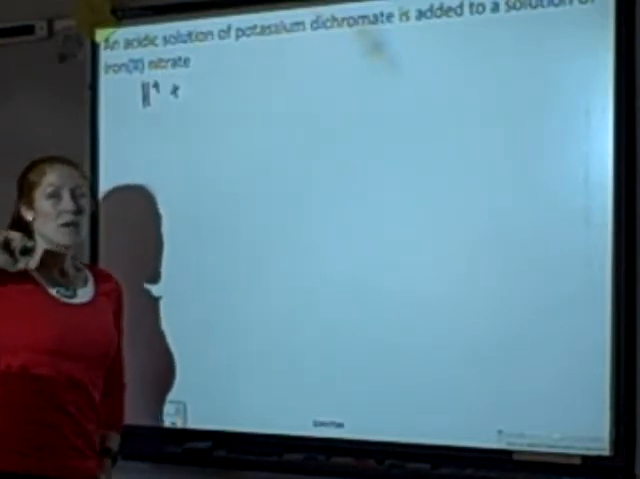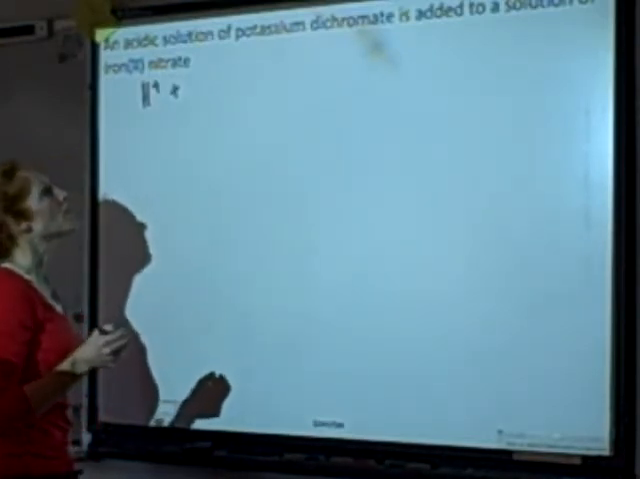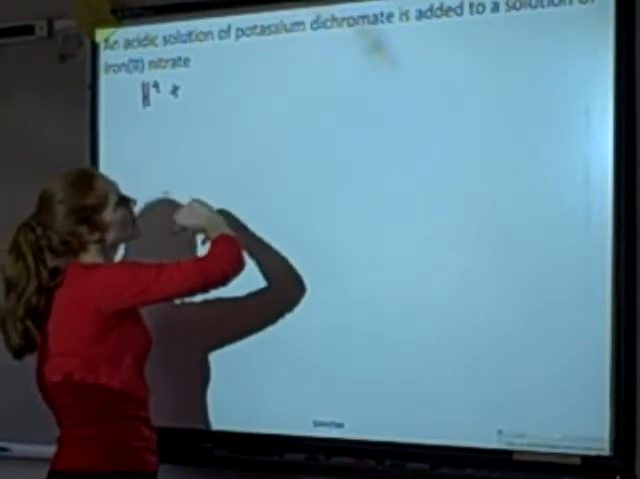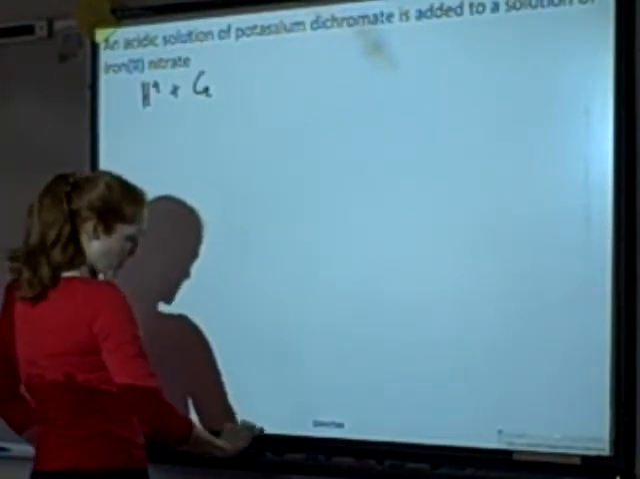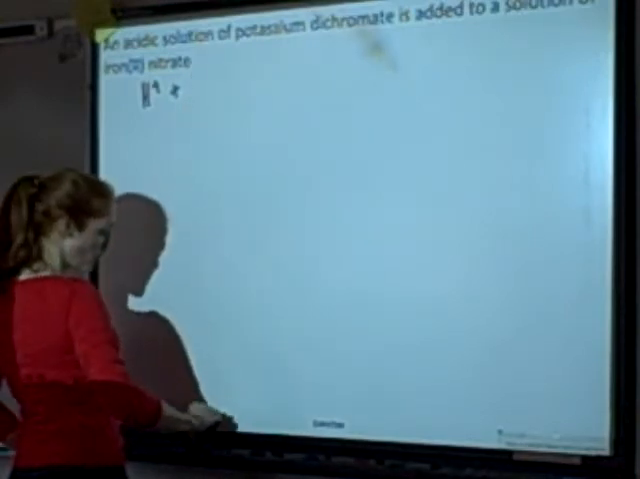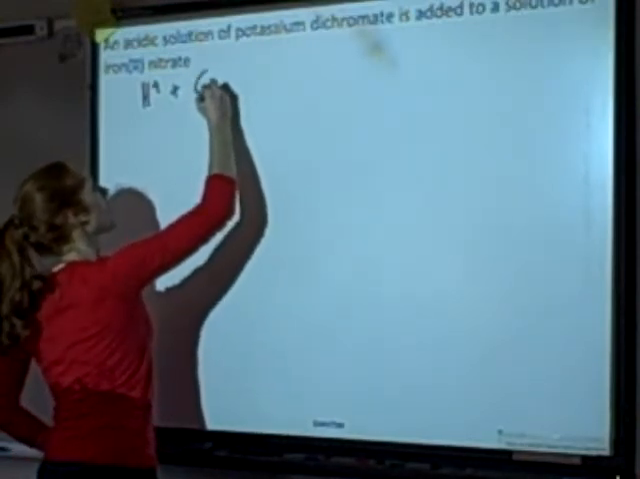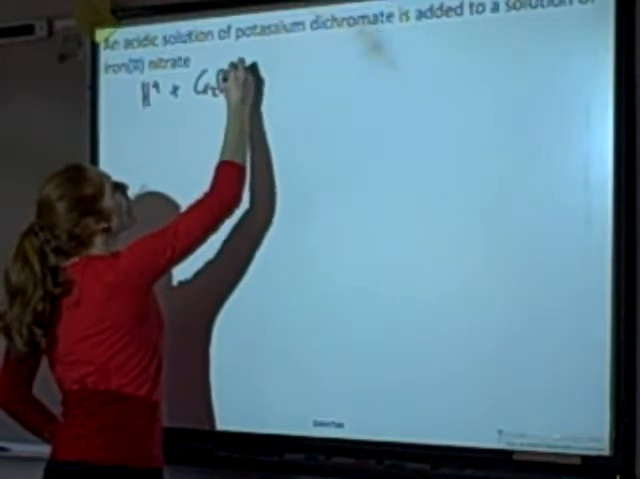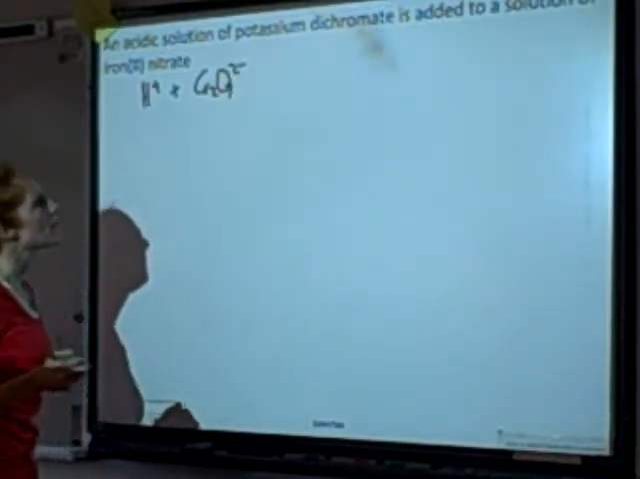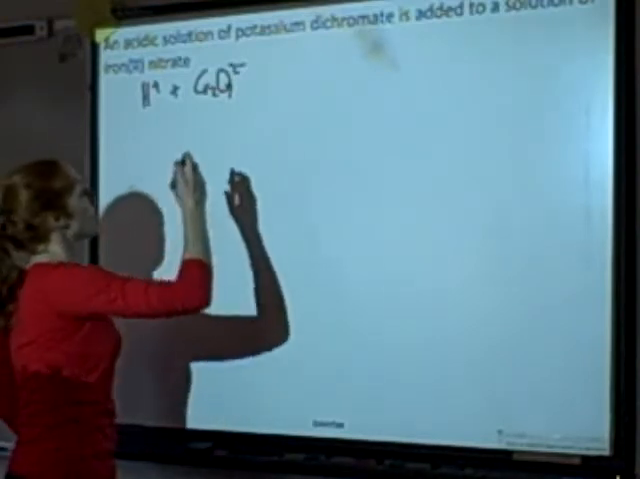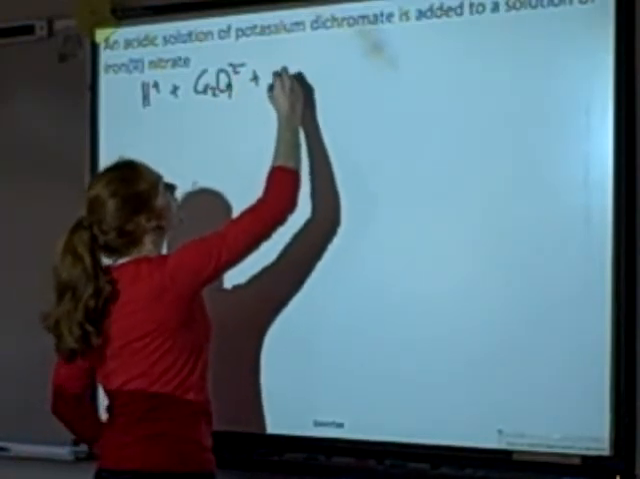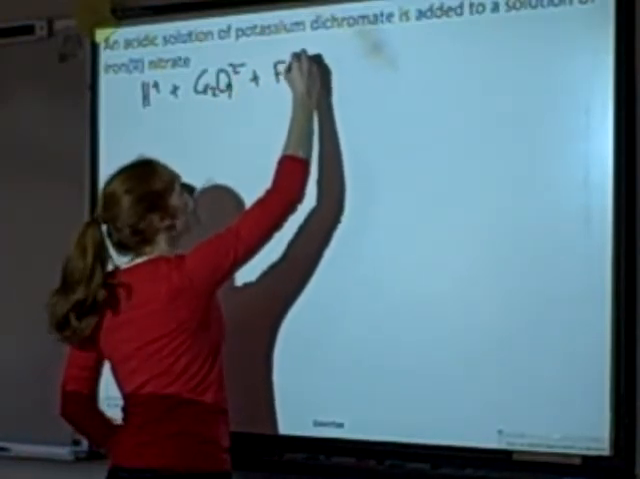If it were potassium metal, super reactive. It's going to be oxidized. But this is an ion. Okay, so dichromate. Dichromate is Cr2O7 with a 2- charge. Dichromate is added to a solution of iron 2 nitrate. Nitrate won't do anything, it's a spectator. So I'm going to go Fe2+.